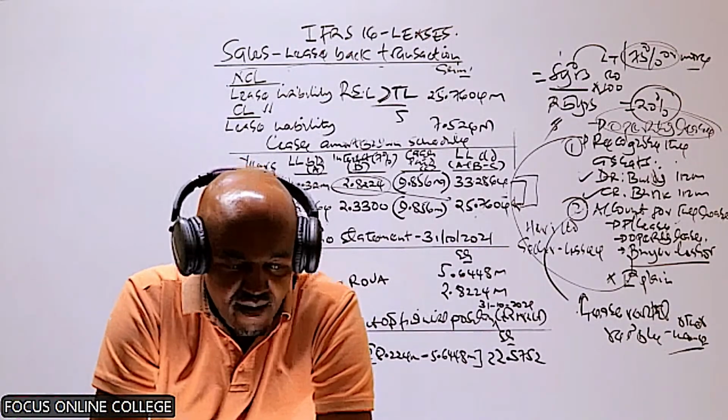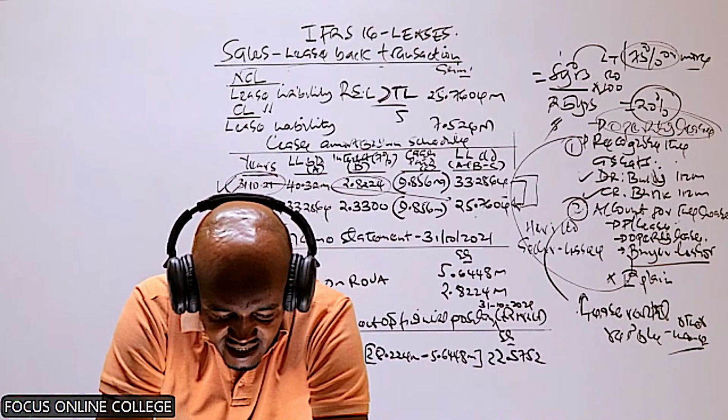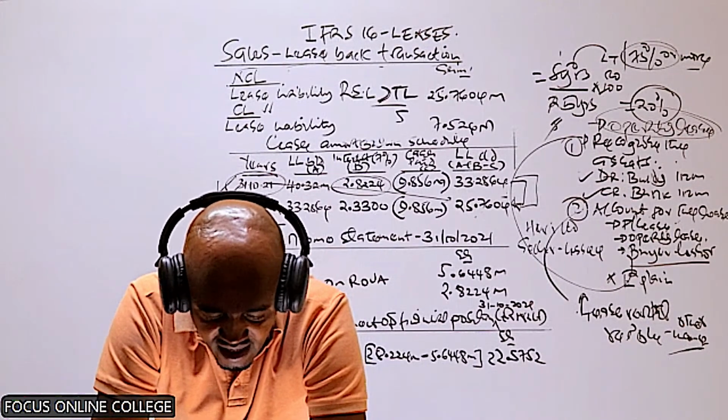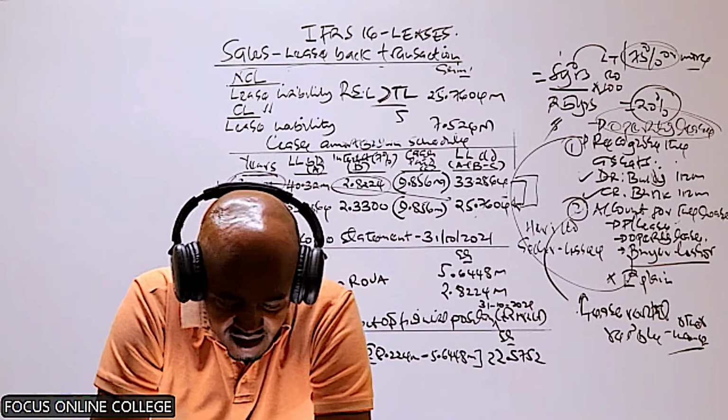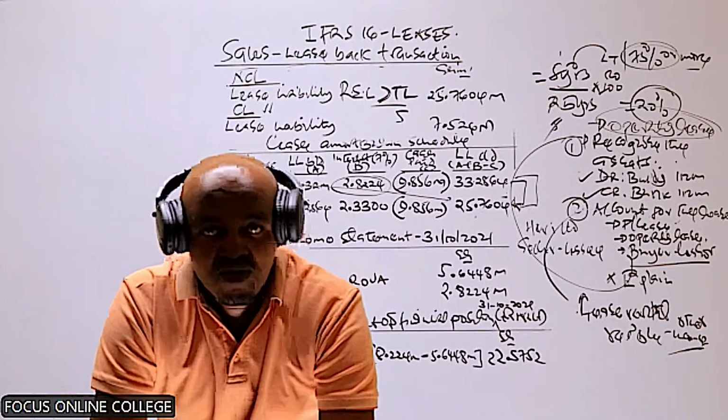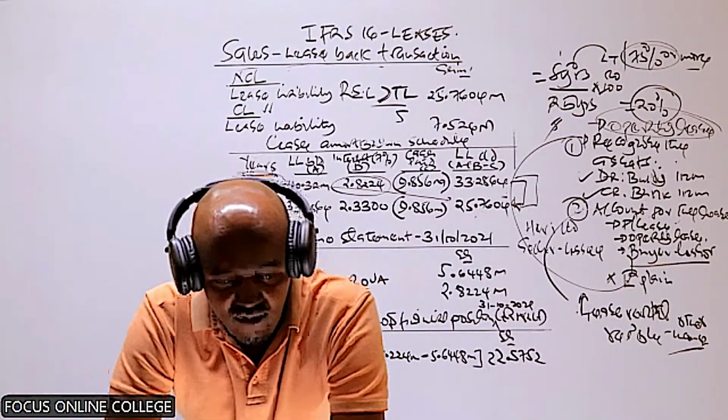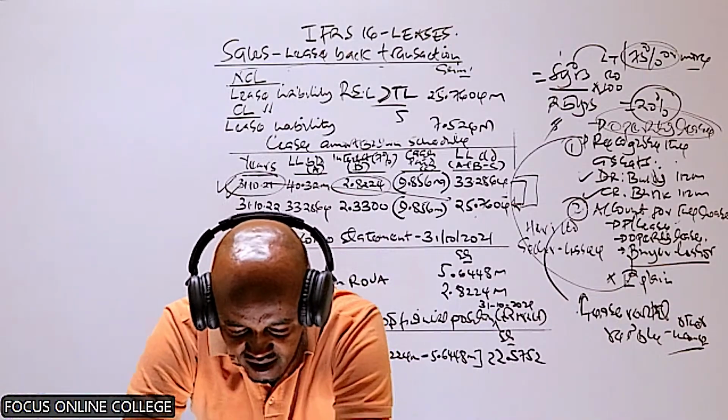Credit what? A bank. And then you will also say that at the end of this year, this company will account for this lease as an operating what? As an operating lease.